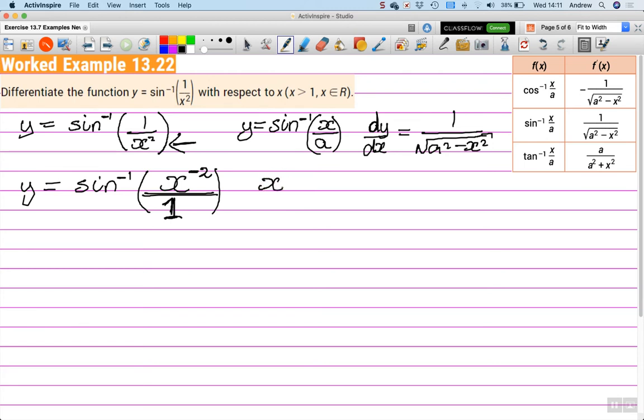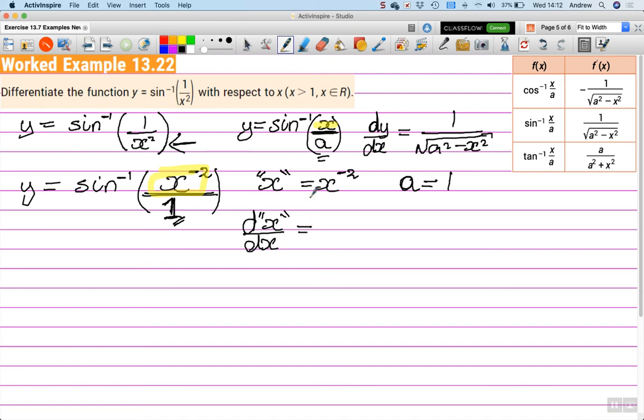The x in the formula compares directly with the x that's here. So therefore the x in the formula is equal to x to the minus 2. The a is clearly equal to the 1. We're now going to differentiate this x with respect to x to get the multiplying factor.